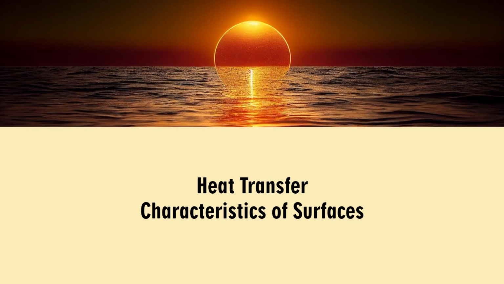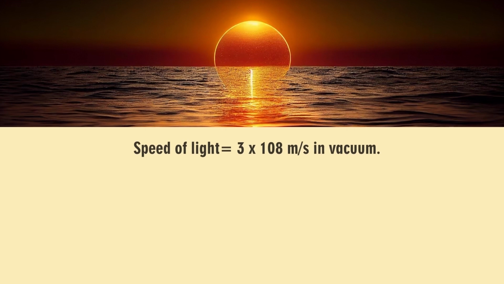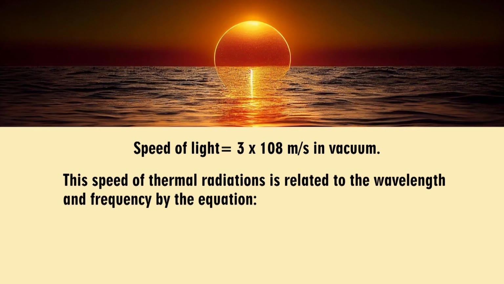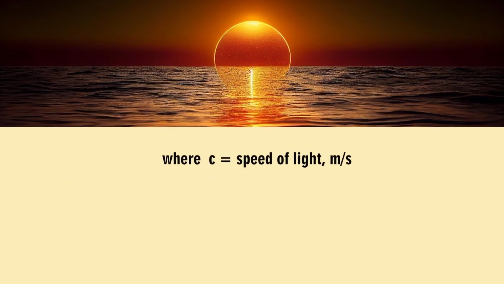Learner, now we will understand heat transfer characteristic of surface. Thermal radiation are electromagnetic radiations and travel at the speed of light, which is equal to about 3 into 10 to the power 8 meter per second in the vacuum. This speed of thermal radiation is related to the wavelength and frequency by the equation C is equal to lambda nu, where C is the speed of light, generally denoted in meter per second.